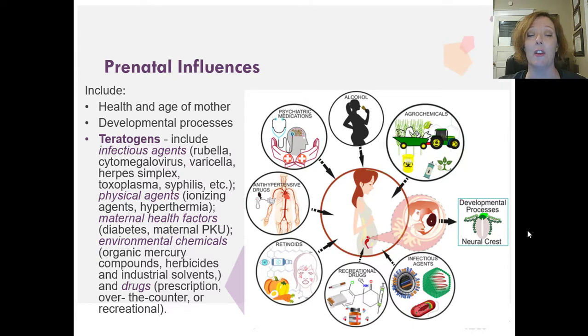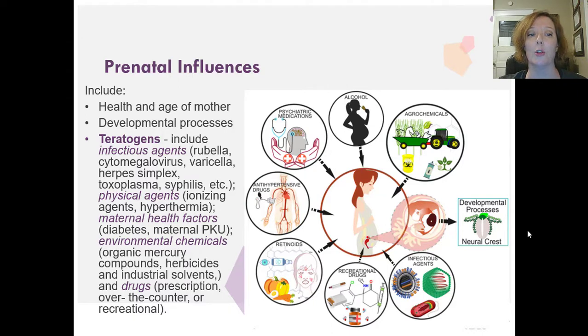And they include the health and age of the mother. They include just developmental processes that sometimes don't go exactly as we hope or plan. And then one of the biggest problems that we see is from teratogens. This is really any chemical or any outside influence that doesn't happen in the normal course of a pregnancy.